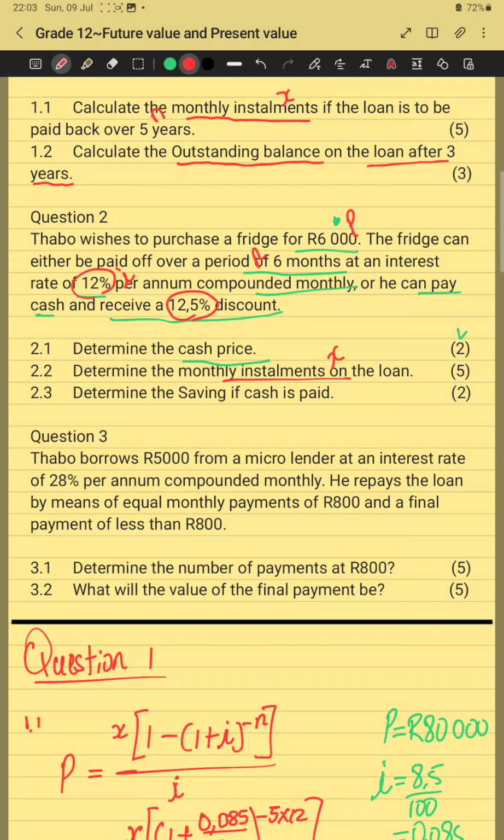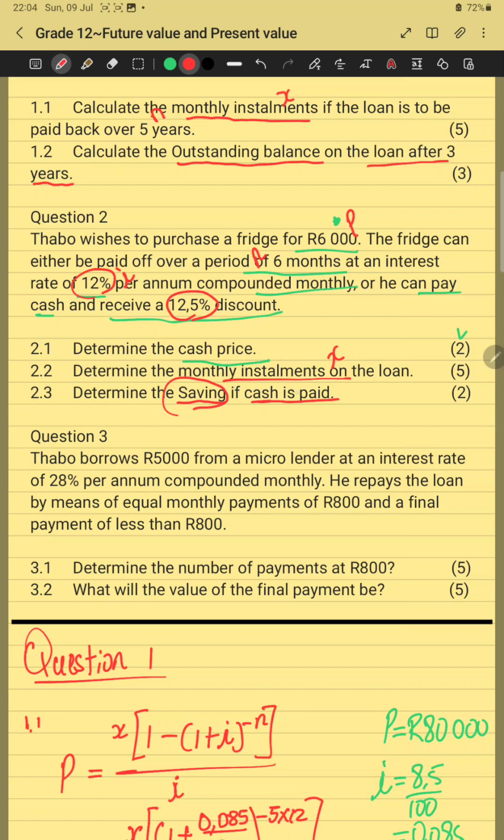2.3 now says determine the saving if cash is paid. Determine the saving if cash is paid. Okay, so now if I want to determine the saving if that cash is paid already, then we're going to say saving is equal to the amount paid with interest minus the cash price. So if we want to check savings, then that means the amount paid with interest.